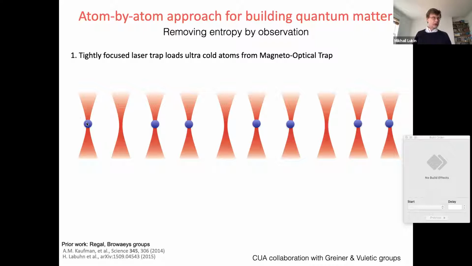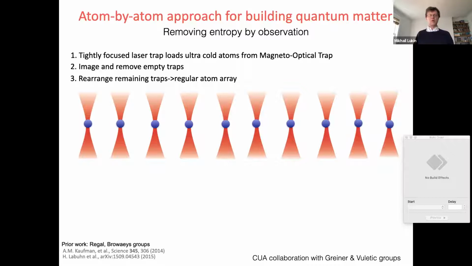To get rid of the entropy, what we do is we simply take a picture of these atoms, figure out which traps are full and which are empty, and then remove the empty traps and rearrange the full traps in any way we want. With that, we end up with a system of atoms which are in a well-determined position and a well-defined internal state. And they're typically spaced by a few micrometers.